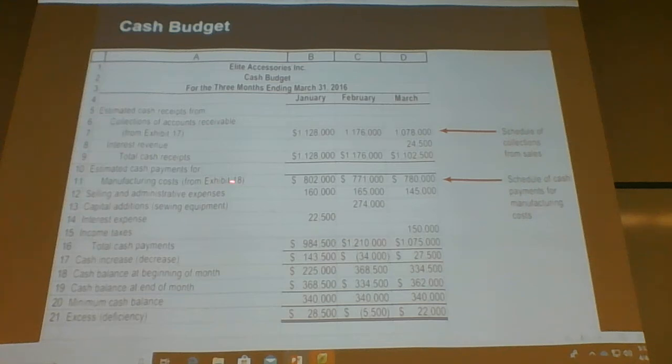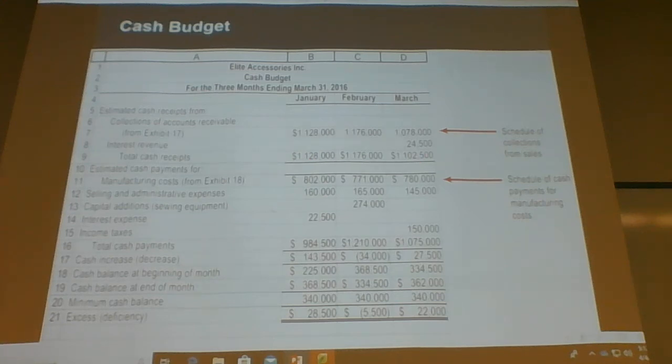We're going to do the exact same thing for our payments right here. We looked at our manufacturing costs with the schedule, and then we said that we had the selling and administrative expenses that were paid as they were incurred. It looks like our capital additions, the sewing equipment, was paid for in cash, all in the month of February, and we had an outflow of $22,500 interest expense only in the month of January. Okay, and then we skip down to item 15. We paid some income taxes of $150,000 for the first quarter of the year. So if we do all of that, we have our total cash payments for the 3 months. That's just these 3 figures added up, and then these 3 here for the month of March.